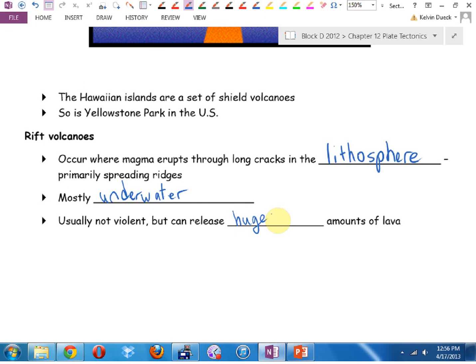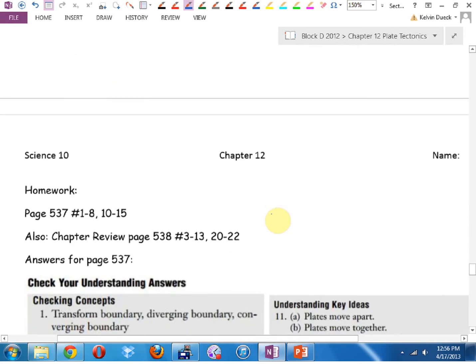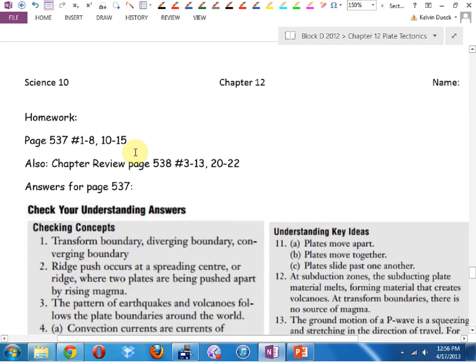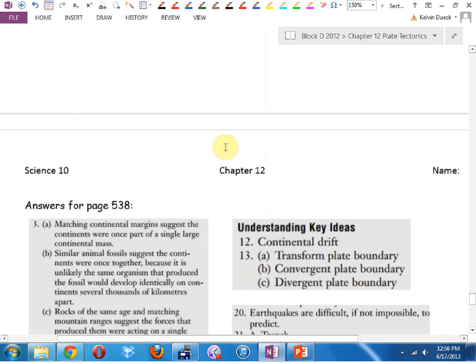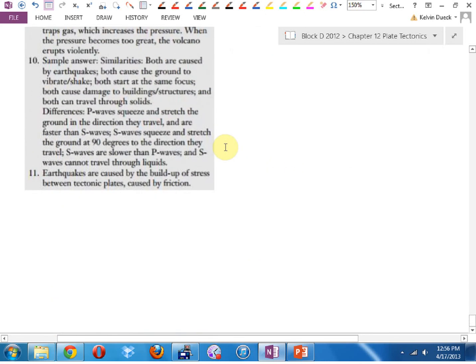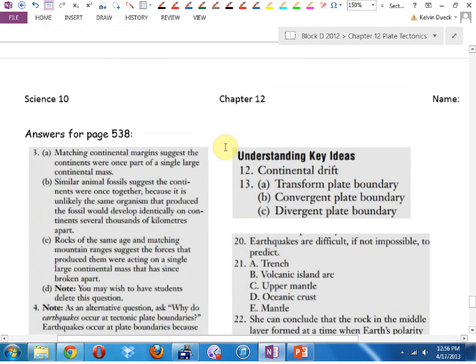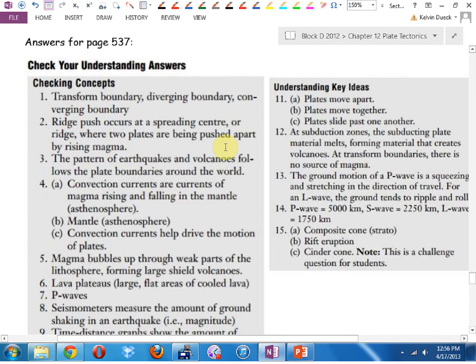Okay, what's your homework? Now, you're also going to have all Monday in class to work on this. So you don't have homework for the weekend. We are basically done the unit. So for today's lesson, you can try page 537, numbers 1 to 8 and 10 to 15 from your textbook. And then also chapter review, page 538, numbers 3 to 13, 20 to 22. And I did attach the answers to both of them here because I don't like giving you homework if you can't tell if you're doing it right or wrong. And some of the questions I thought were vague enough where I was like, what are they getting at? And then when I glanced at the answer, oh, okay, I see what they're getting at. Okay? So that's the textbook homework.